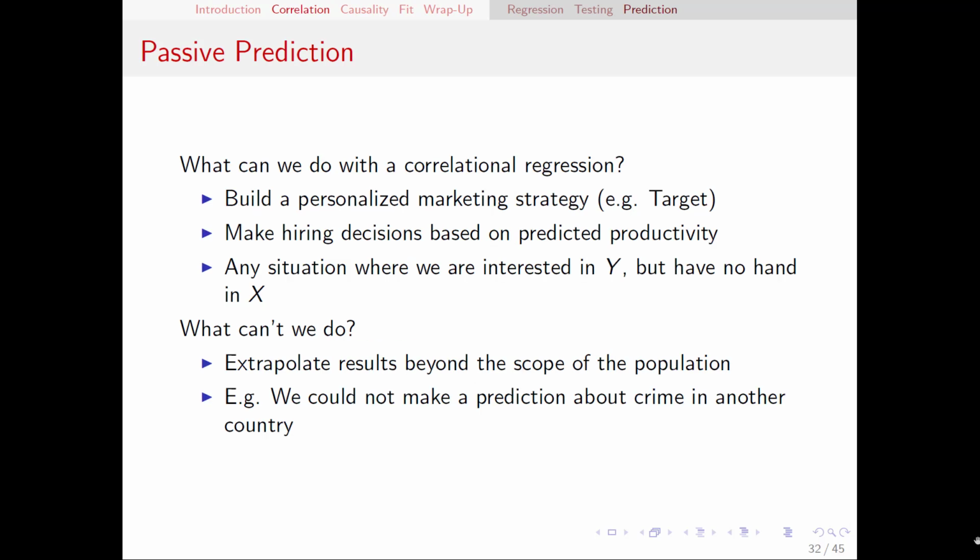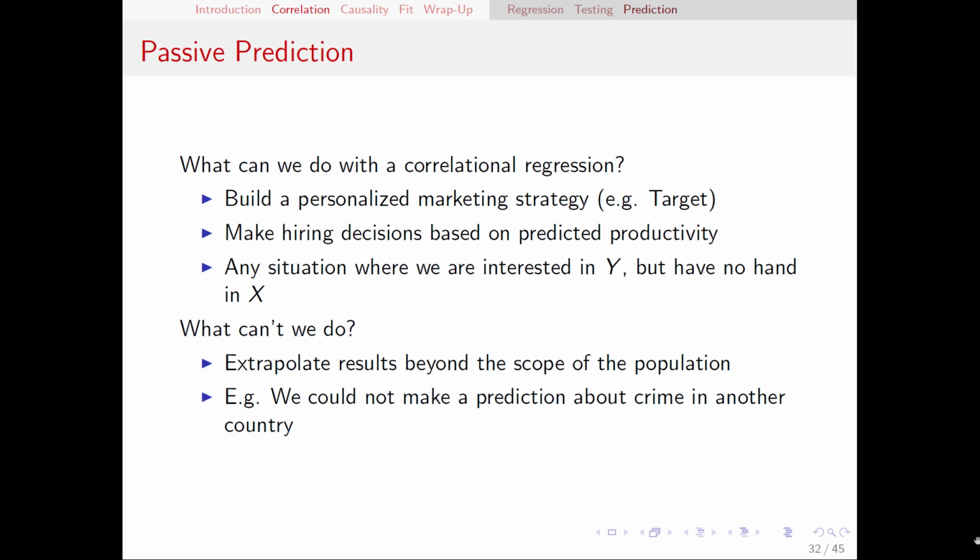Let's think about a few different situations where we could apply this type of passive prediction into a business situation. One might be to build a personalized marketing strategy for an individual person. We see this online all the time when you get targeted ads based on what Google thinks that you might want to buy. This is based on your browsing history, your purchasing history, and so forth. There was also a famous example from a number of years ago where Target was able to predict whether or not a shopper was a pregnant woman based on what they were buying, and then they sent out ads for baby-related products based on that prediction.